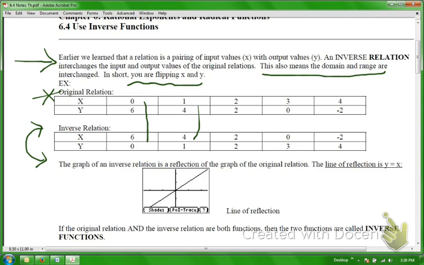The graph of an inverse relation is a reflection of the original relation. It reflects in the line y equals x. That's this line right here. So the graph reflects around that. What you would have to do is fold your paper on that diagonal, and that'll be the reflection. Tomorrow we're going to do our finger painting activity with the reflections.